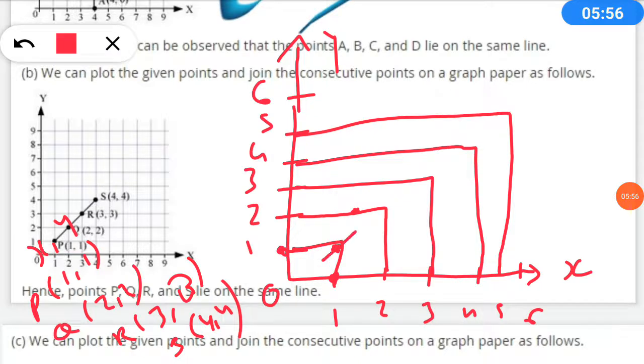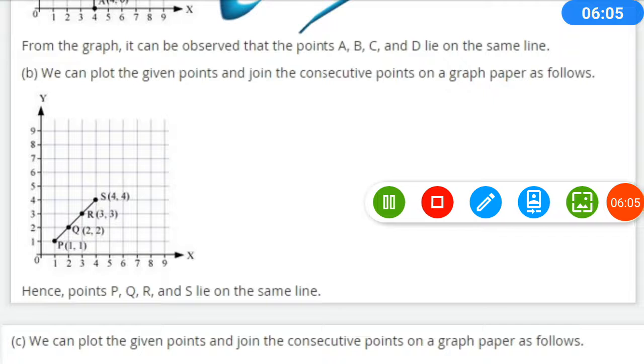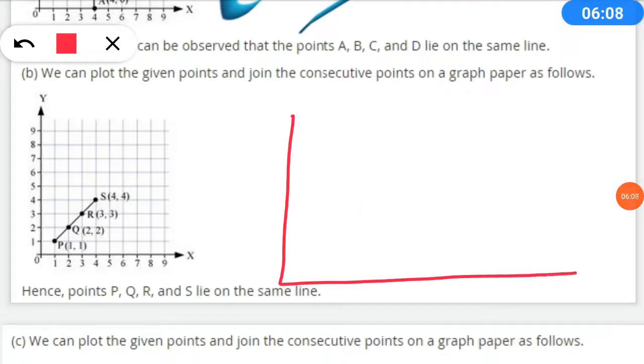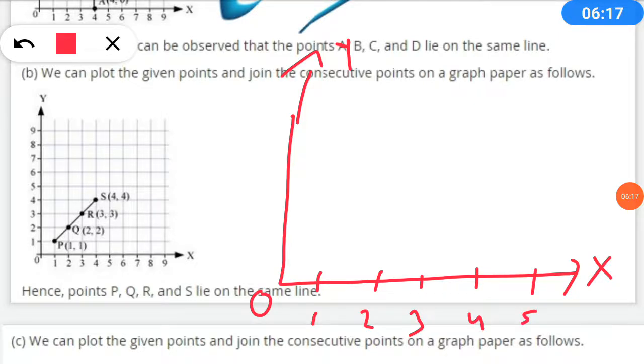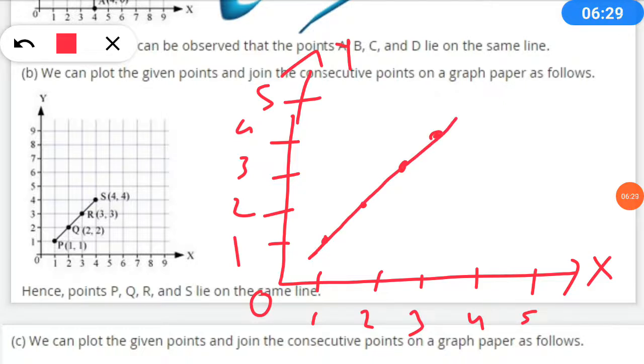So we can see here, while joining the dots we will get a straight line, isn't it? After this we have to rub this part. So we are getting a straight line segment. Here 0, 1, 2, 3, 4, 5 on both axes. So here point 1, 2, 3, 4. So while drawing a straight line with the help of a pencil, we will get a straight line. Hence we can say that P, Q, R and S lie on the same line.